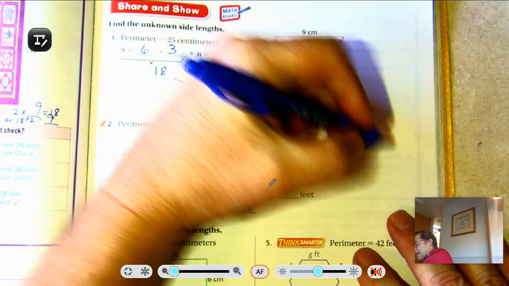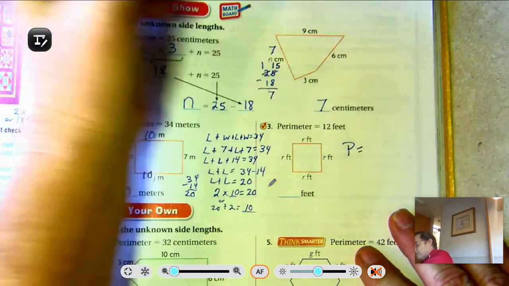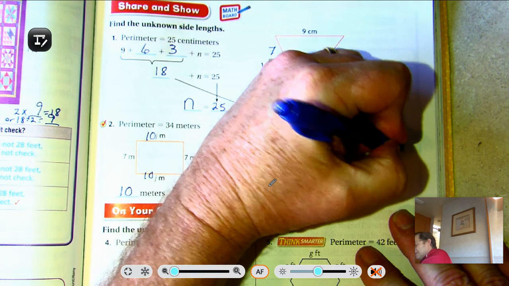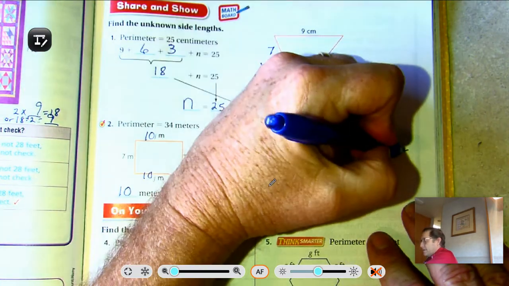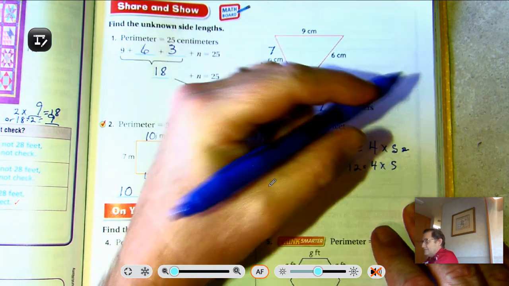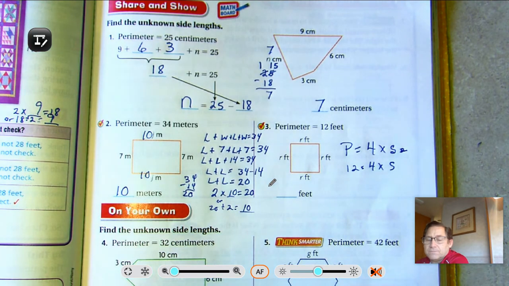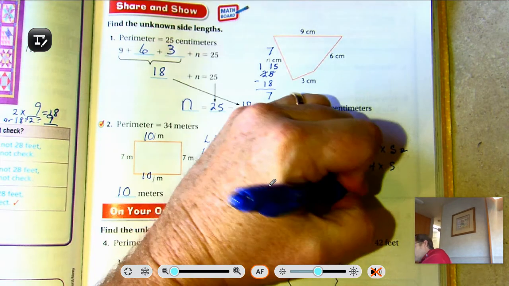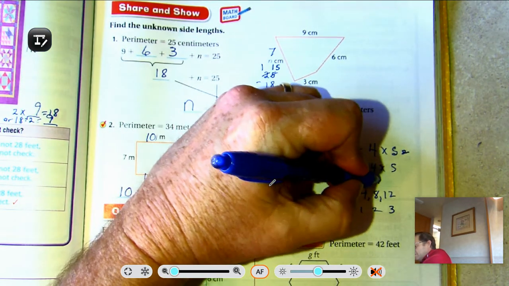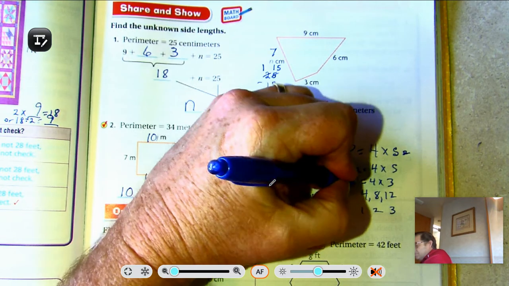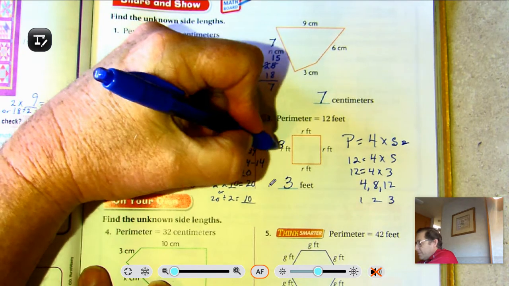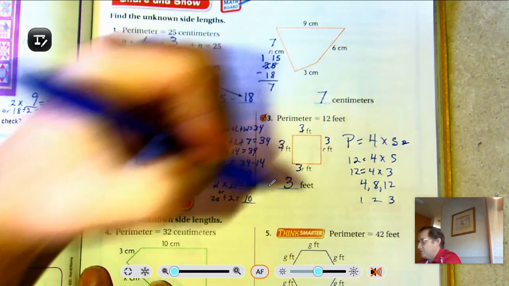So we have the 4 sides. Perimeter equals 4 times the sides. Okay. So what's the perimeter? 12 equals 4 times the S. 4 times what is 12? 4, 8, 12. 3. 4 times 3 is 12. So each side of the square is 3. 3, 6, 9, 12.